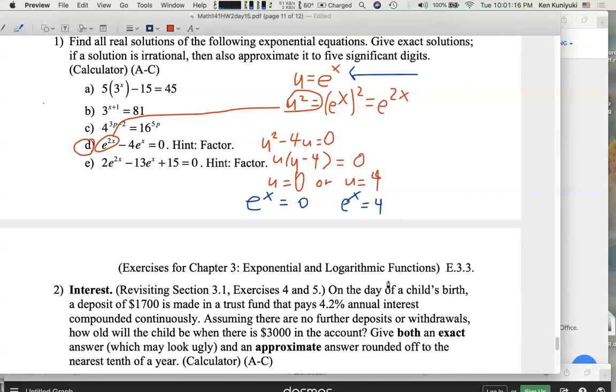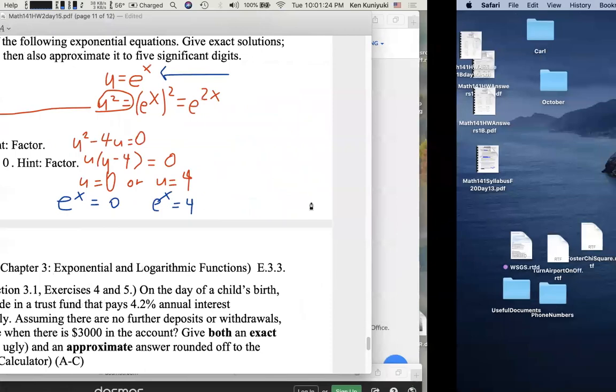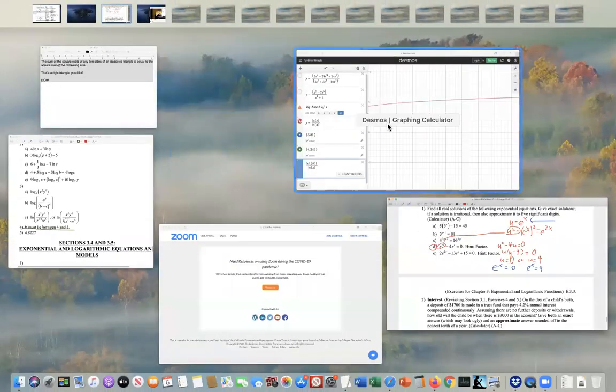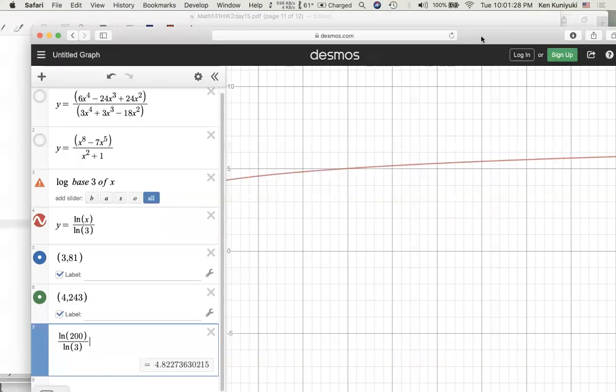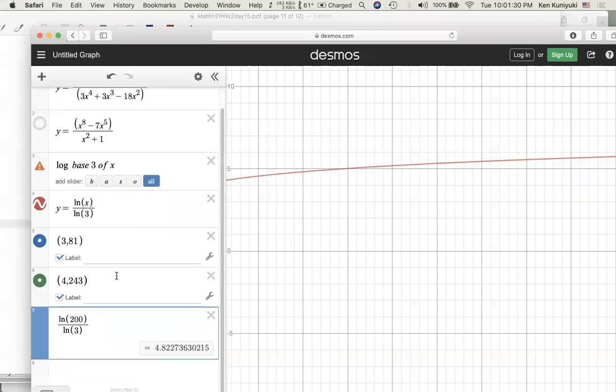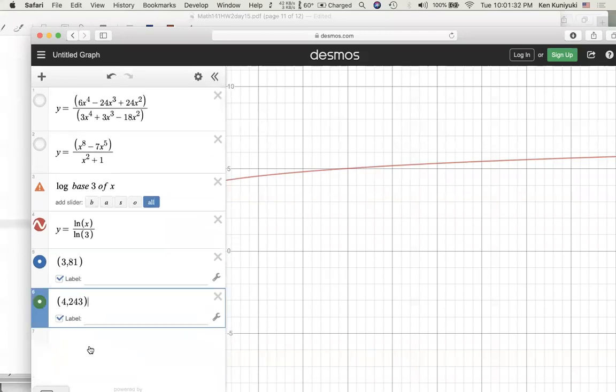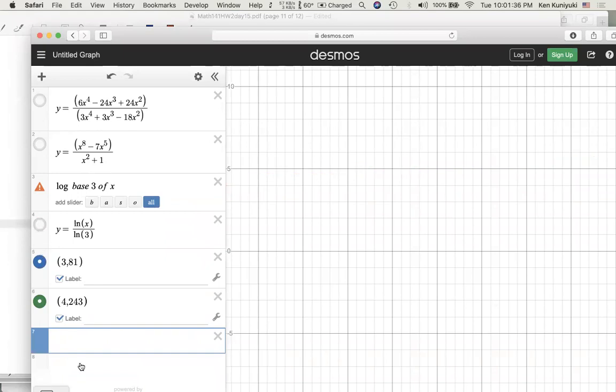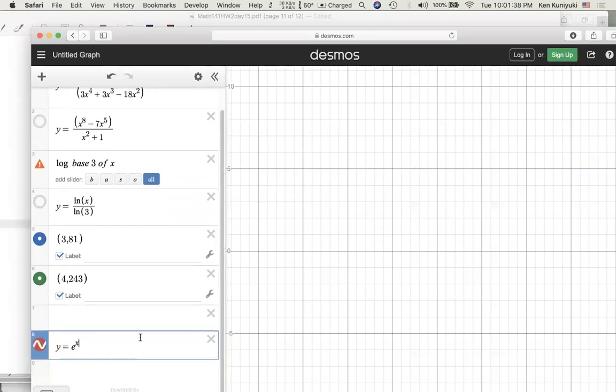e to the x equals 0 or e to the x equals 4. But wait a minute. Can e to the x ever be 0? Can e to the x ever be 0? Look at this. Y equals e to the x.